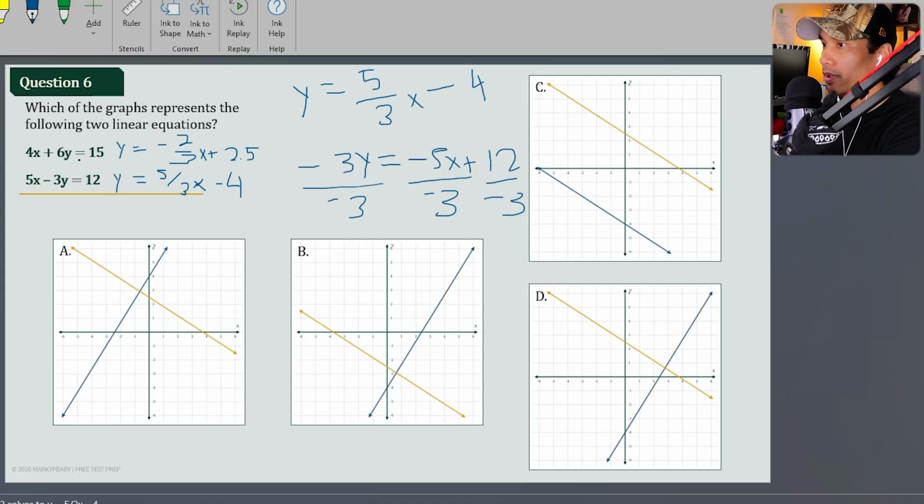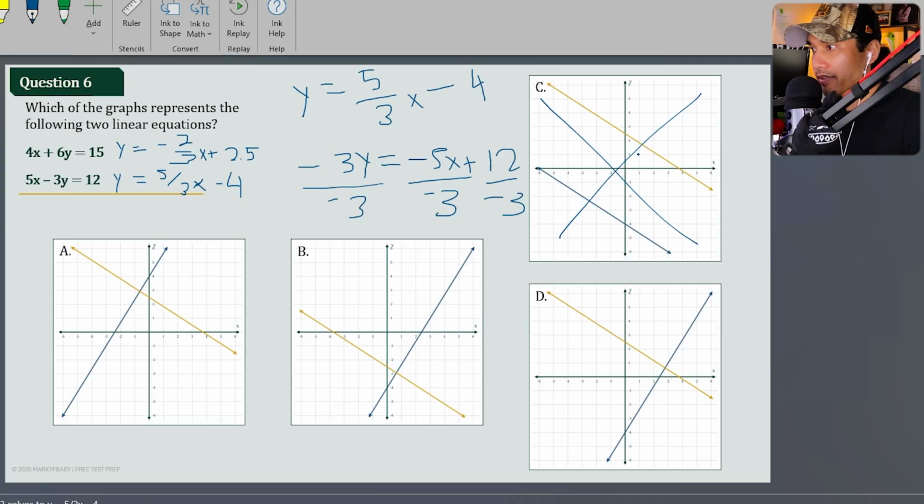What do we notice with our equations? Well, one of them has a negative slope, and one of them has a positive slope. And then our y-intercepts are positive 2.5 and negative 4. So off the bat, we could just get rid of this one right here because this shows two parallel lines and they're falling left to right, meaning they are negative slopes. Well, we have one positive slope. Okay, so we could get rid of this because I don't see a positive slope.